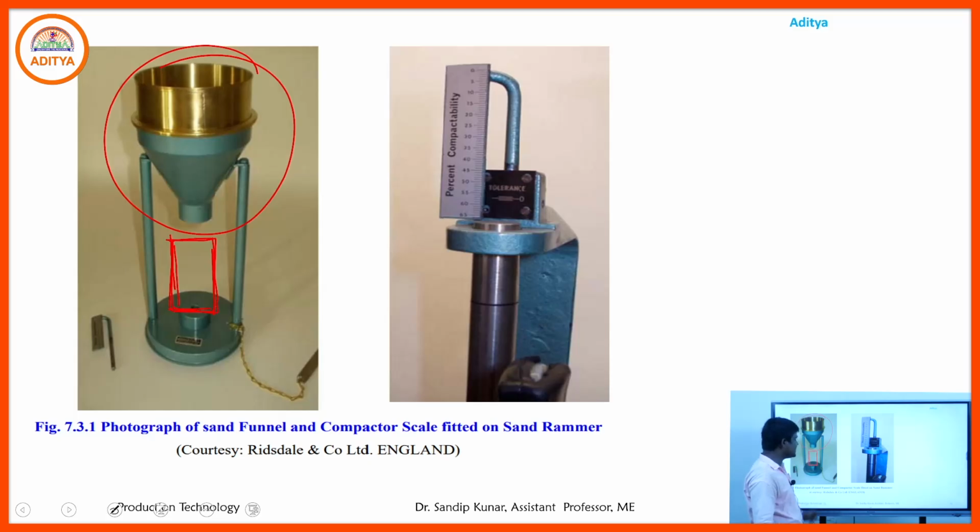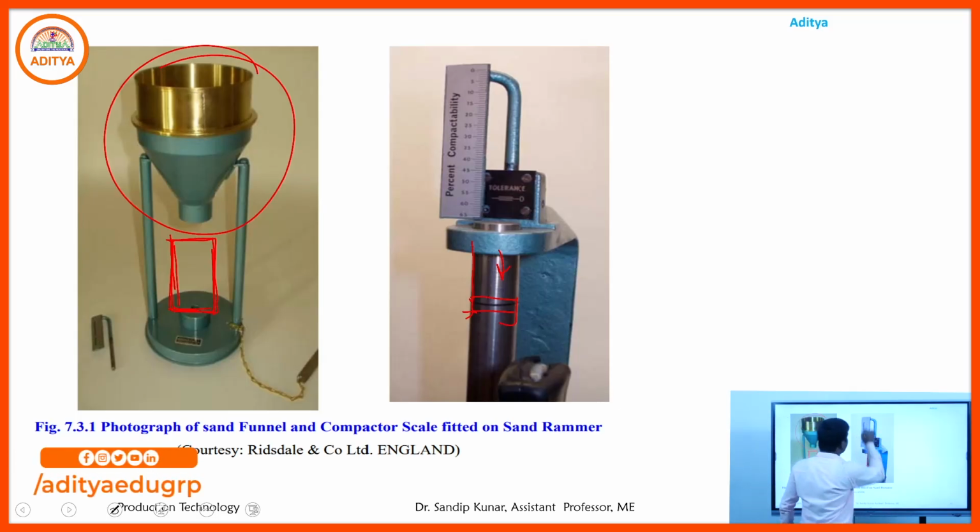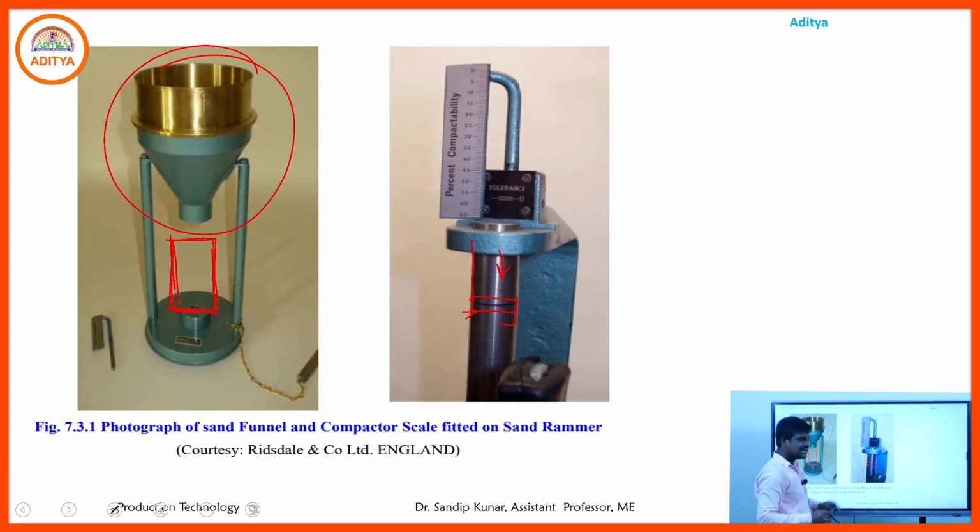After that, the sand rammer is placed in that particular position, between the tube. After placing it, using the ramming, it will give the pressure. After giving the pressure, there is an indication of the percentage of compactability. Using that indication, finally we tell what the percentage of compactability is after ramming. Maybe 30, maybe 40, or maybe 50. That will be measured using the scale.